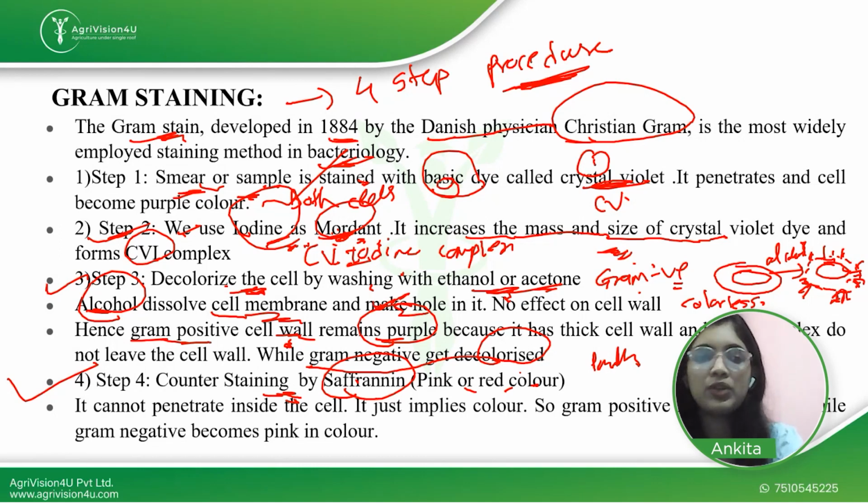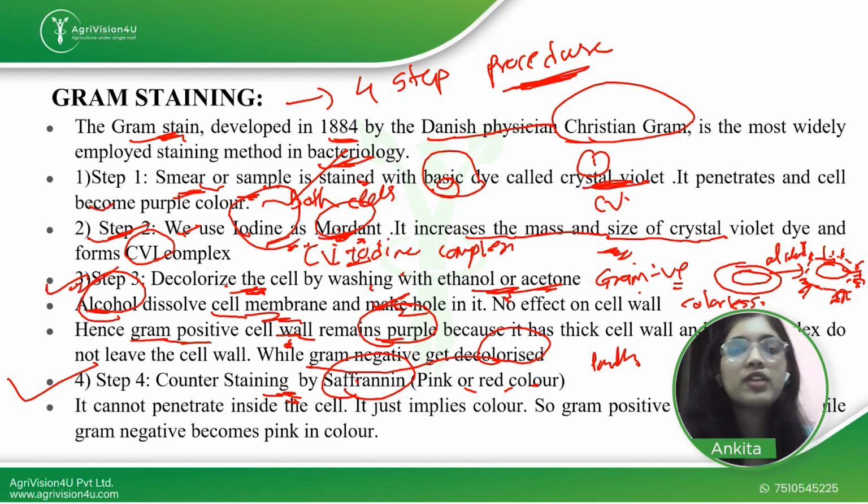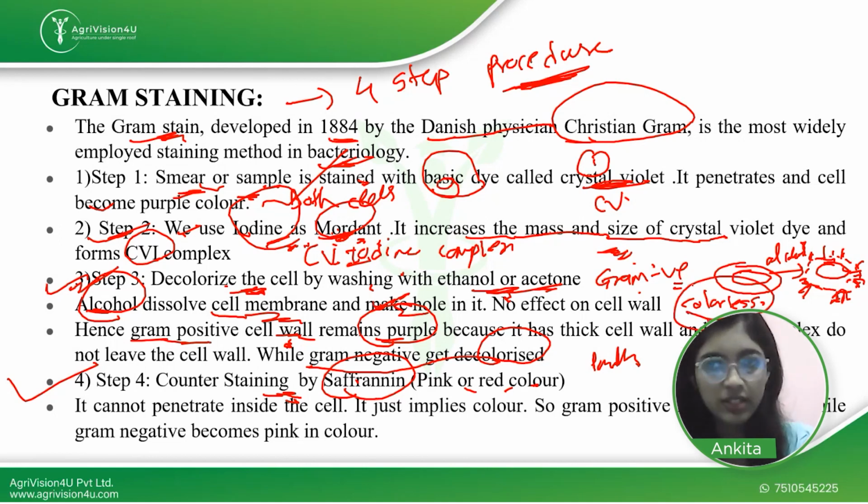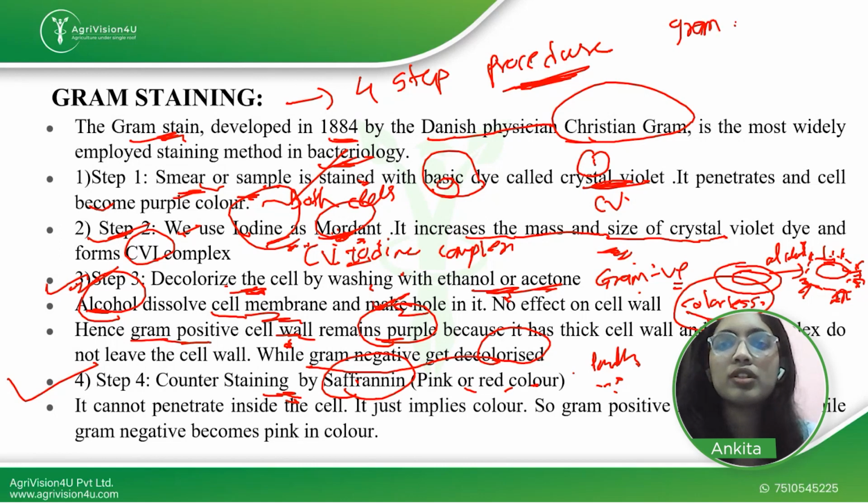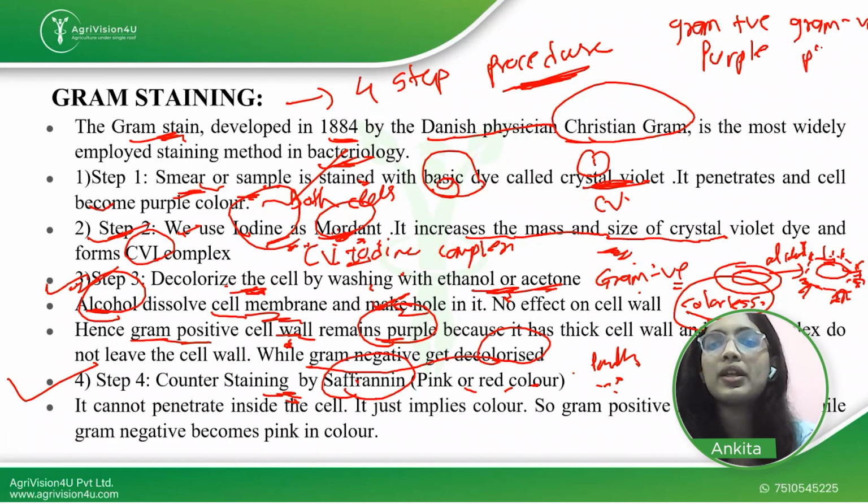But in the case of gram negative, what you have seen in the third step is that your gram negative cell has become colorless. Why? Because it has a thin cell wall. So as it has become colorless, when you apply the counter stain, that is the safranin, that colorless cell will become pink or red in color. It will take the color of the safranin, your counter stain. So at the end, what will you get? You will get your gram positive as purple, and gram negative will become which color? Pink. Pink due to safranin. So this is the difference.